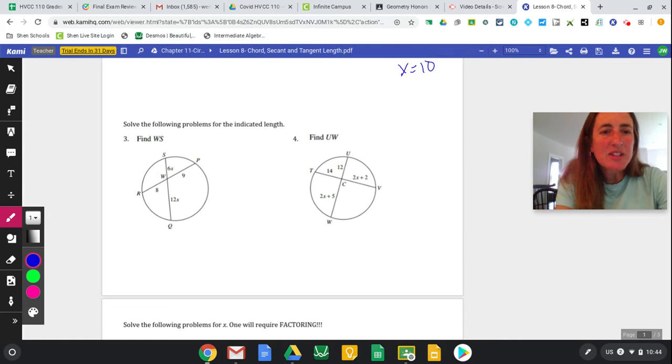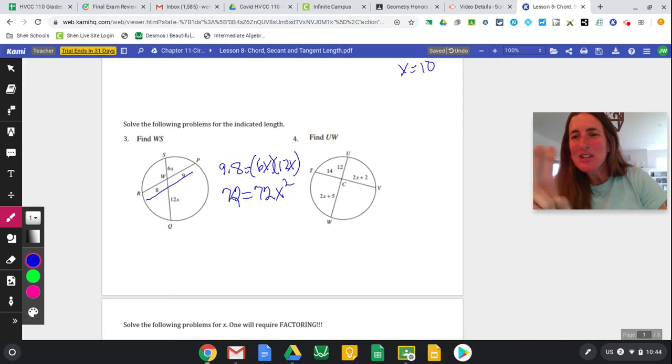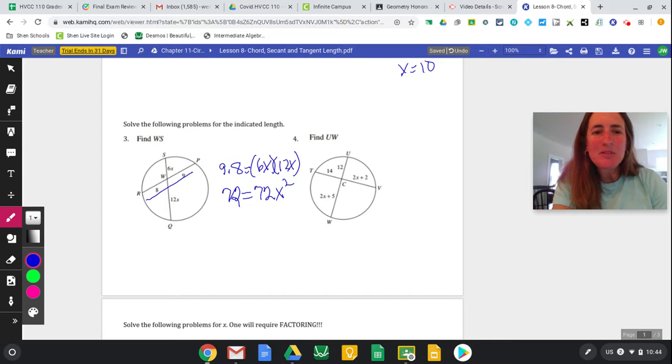All right, so let's stick on one chord. So we have 9 times 8. Now, on the other chord, it's 6x times 12x. Oh, folks, look at that algebra. 6 times 12 is 72, and x times x is x squared. Uh-oh. How many answers should we get for x? 2, folks, because it's x squared. Okay, so now I'm going to divide both sides.